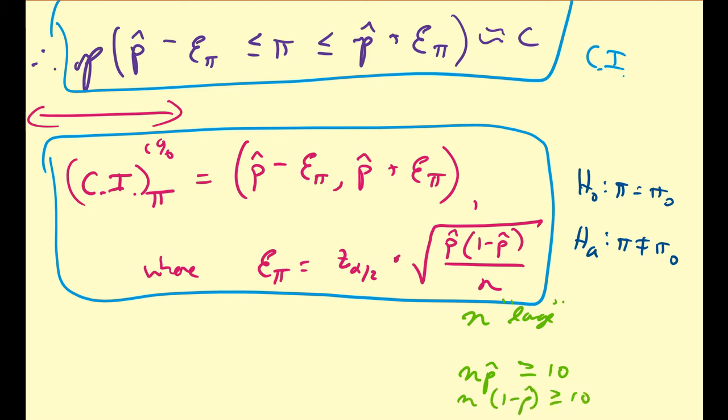So this is pretty much how you construct a confidence interval for the population proportion, and in the next video I'll work through an example to show you how all of this works together and how to use it for a hypothesis test.